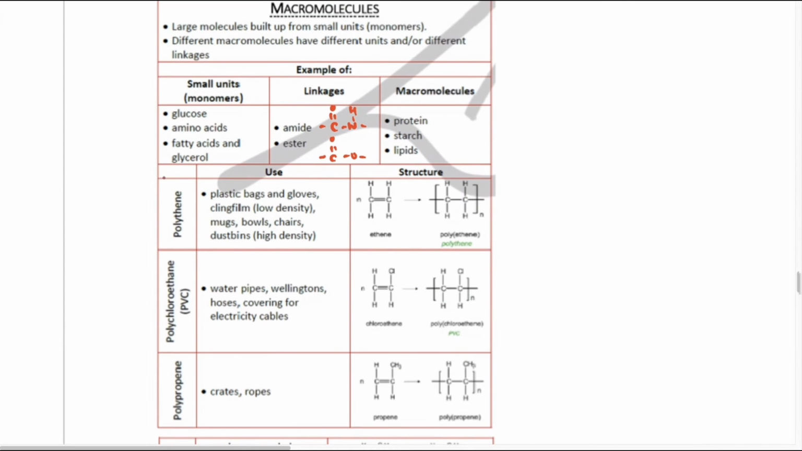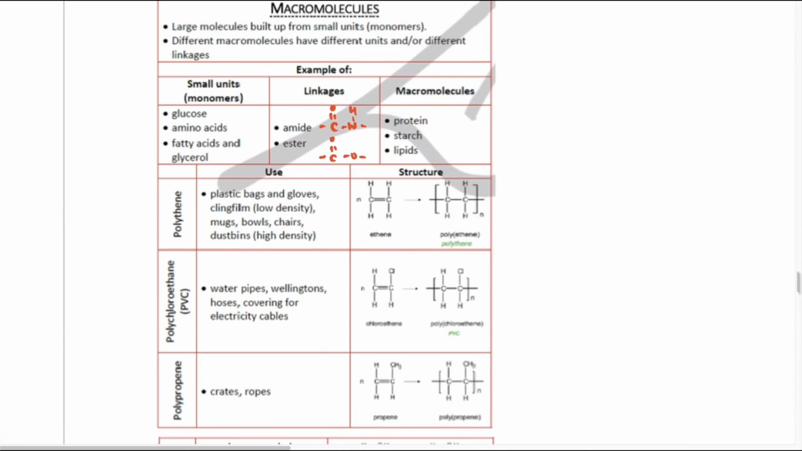Now let's see some examples here. Polythene. Polythene we discussed just now is from ethene. Use the double bond to extend the bonds sideways to form polythene. So polythene is plastic basically. Plastic bags, gloves, cling films are low density. They are soft plastic, in other words. Mugs, bowls, chairs, dustbins are high density. This is hard plastic. So polythene can form soft plastic as well as hard plastic.